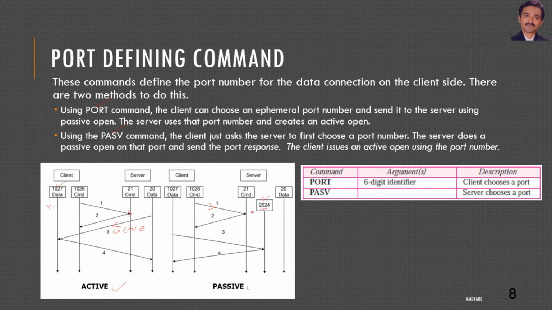It will send this 2024 to the client, and here the client issues an active open to the server, whereas this is a passive open. In the active case, the server issues an active open, and in the passive case, the client issues an active open.